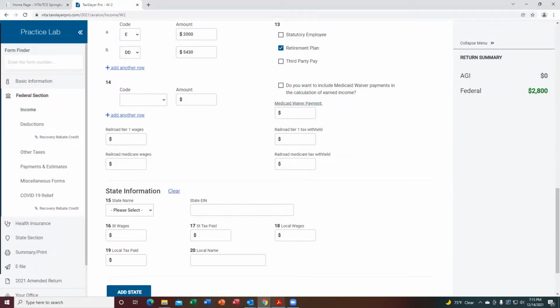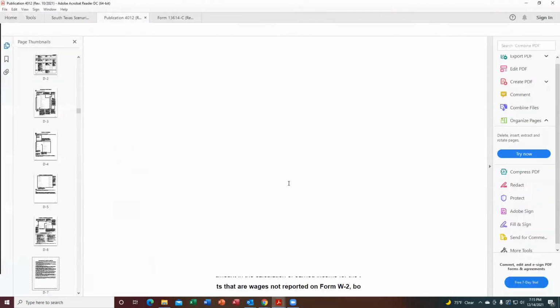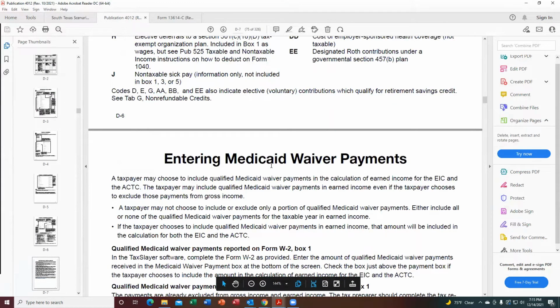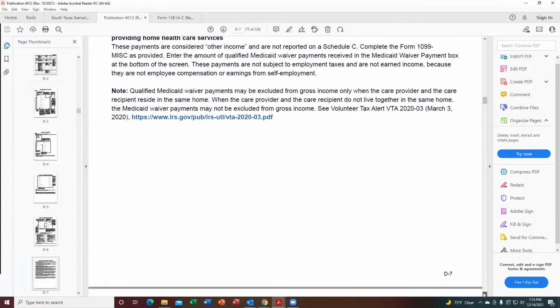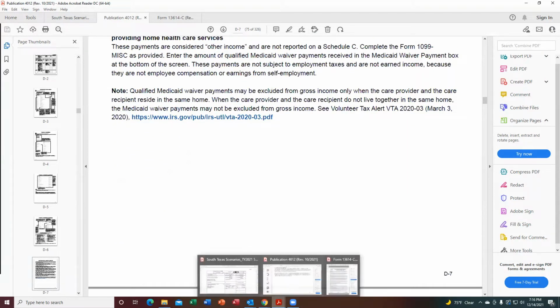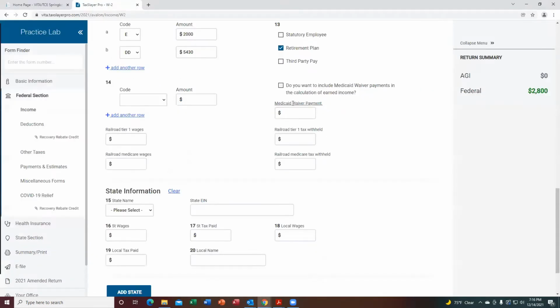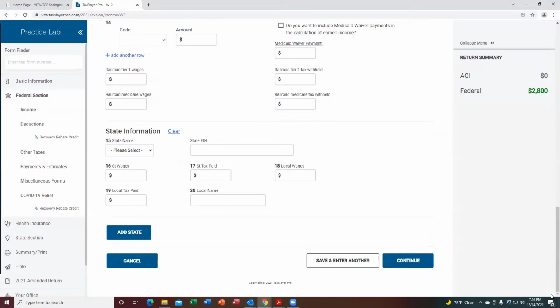So back to your 4012. I'm going to go back. So this is entering Medicaid waiver payments. I'm not going to go through that, but I just wanted to show you, if you go back to the actual site, there's the information in regards to that, if the W-2 indicates any of that. And there's nothing else on the W-2 that we need to populate. And so we have another one to enter, so save and enter another.